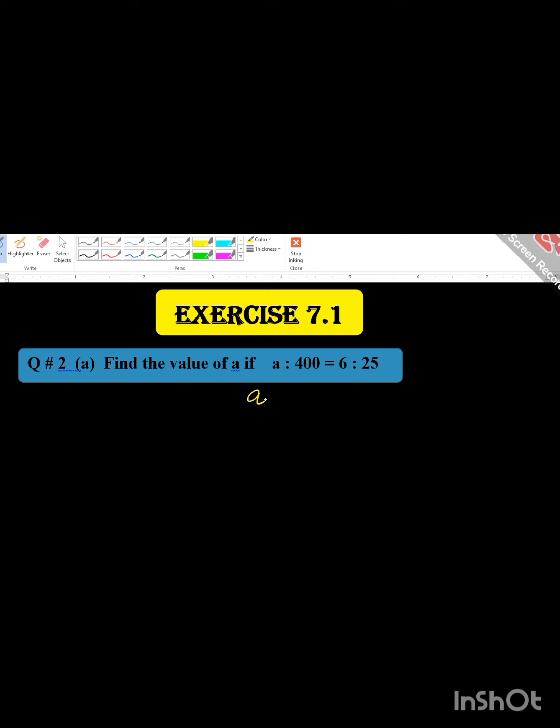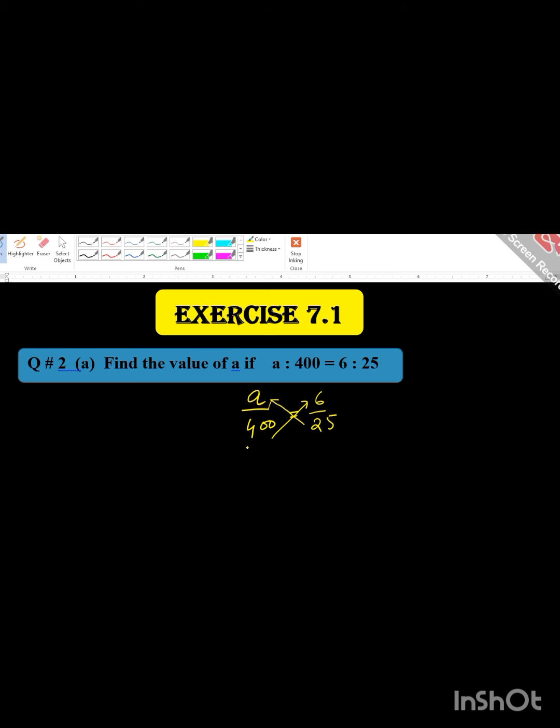First we have to write in the fraction form a over 400 is equal to 6 over 25. So what will we do? We will take the LCM, or we can do the cross multiplication. Either method you can use. I think you enjoy the cross multiplication method. That is quite easy. It means you have to multiply 25 with a and 400 with 6. But keep one factor in your mind. In the cross multiplication method, you can use it only when there are 2 values. If there are 3 values, then you can use the LCM method only.